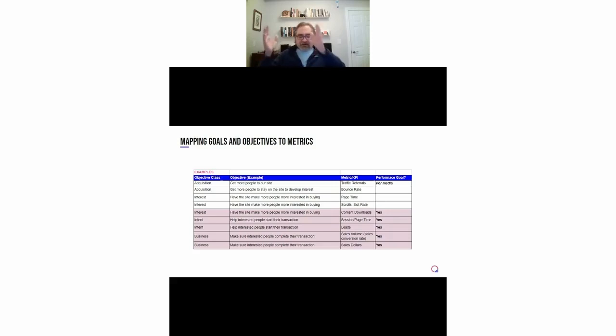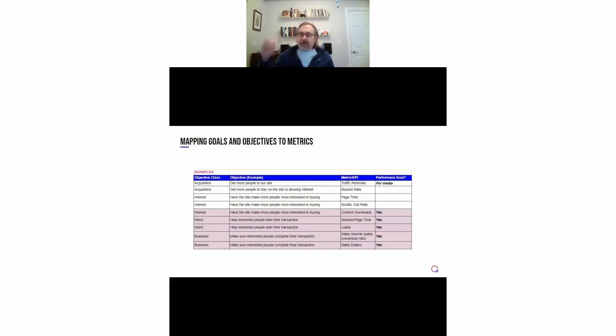So this is the next column in this process. What are my objectives? What am I going to measure for these objectives? And then the question of, is this a performance goal? Is it a goal to have people more interested in buying? Well, that's a micro conversion, but our goal is really around content downloads in this case, session or page time.